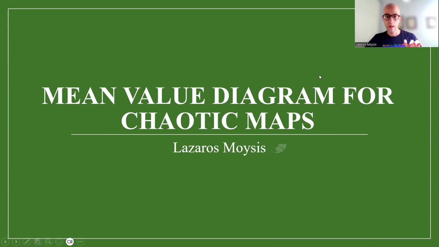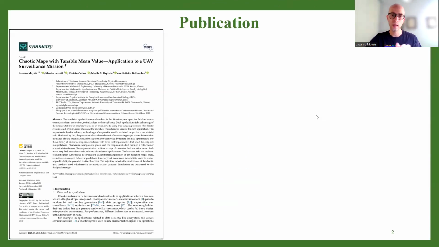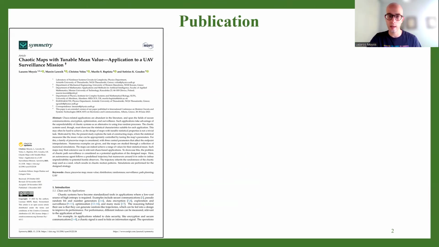Let's explain a little bit of the problem. This comes from a recent publication that we had in the Journal Symmetry. It's called Chaotic Maps with Tunable Mean Value, Application to a UAP Surveillance Mission. Now, the application I'm going to discuss in a separate video, but let's talk about the modeling part.